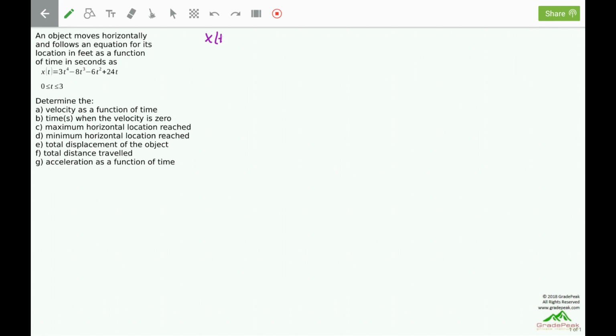So our position function of time here is a fourth order polynomial, 3t to the fourth minus 8t cubed minus 6t squared plus 24t. For part A, we want to find the velocity as a function of time. The velocity as a function of time is the derivative of the position function of time.